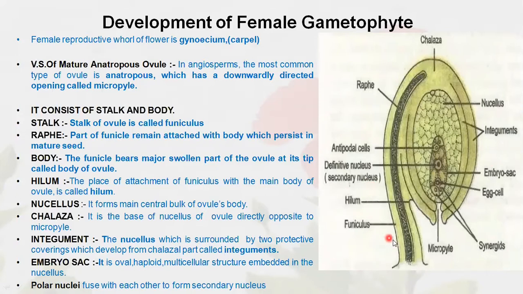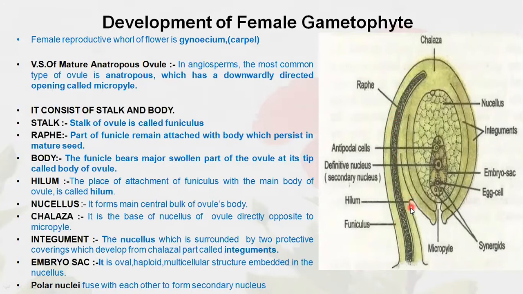It consists of two parts, that is the stalk and the body. See, the stalk of the ovule is known as funiculus. It consists of the wrap, which persists in the mature seed, means which will continue in the mature seed, and the solid part, which is known as the body of the ovule. Inside the body, the remaining parts are included. Funiculus provides nutrition to the body of the ovule.